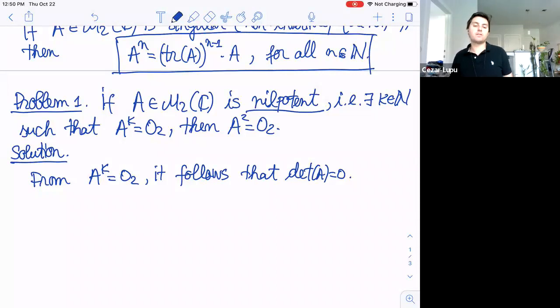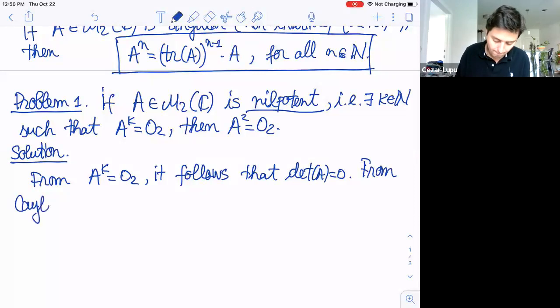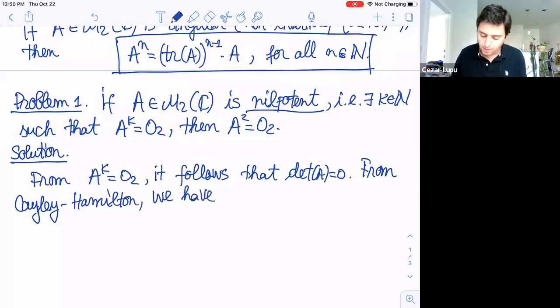So we know that A is singular. Now from Cayley-Hamilton, what do we have? So we have that A squared, since the determinant is 0, is nothing else than just the trace of A times A.